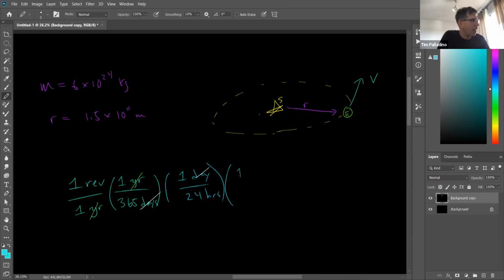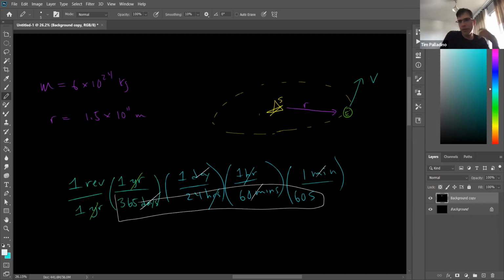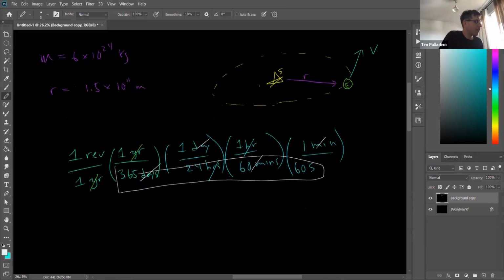So I know that 1 hour has 60 minutes, and that allows me to cancel hours with hours. And then I know that 1 minute has 60 seconds, and this allows me to cancel this out. So when I multiply all of these numbers out, right now I actually have the angular velocity, and I'll show that in a moment. What I've just solved right here is delta theta over delta t. This is our omega, our angular velocity. In this case, it's 1 revolution.